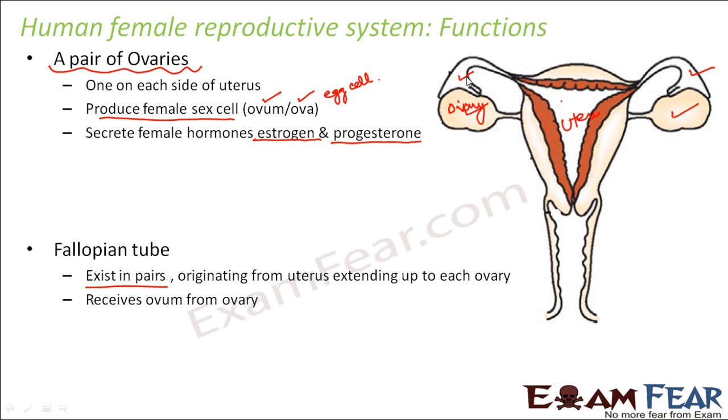So what is its job? Its job is to receive the ovum from the ovary. So the ovary will produce the eggs, and the job of this tube is to collect the egg from the ovary, and then the egg can be passed through the fallopian tube. So the job of the fallopian tube is to collect the egg. Now what happens to the egg after it comes to the fallopian tube? We will see that a little later.